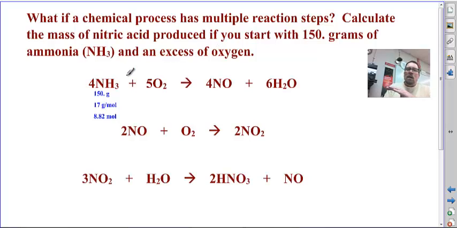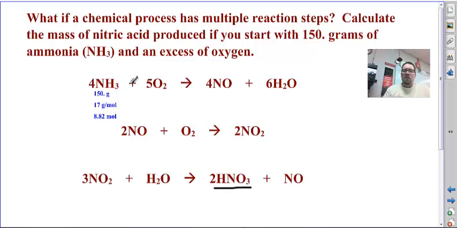Now, here's what we're starting with. We're starting with 150 grams of ammonia. The molar mass of ammonia is 17 grams per mole. So the first step in any stoichiometry problem, just get it into moles, and that's 8.82 moles. Now, what I want to know is how many grams I am going to end up with down here with the nitric acid.